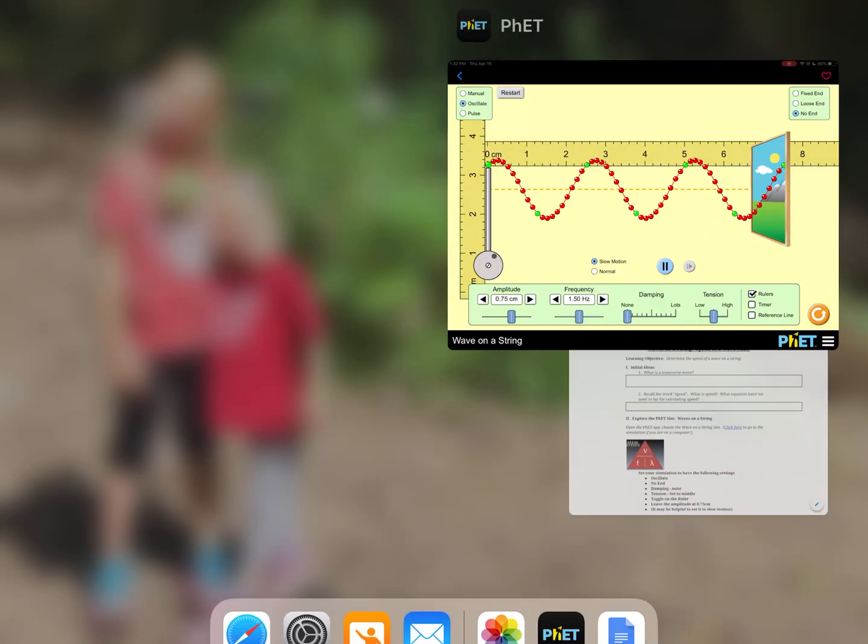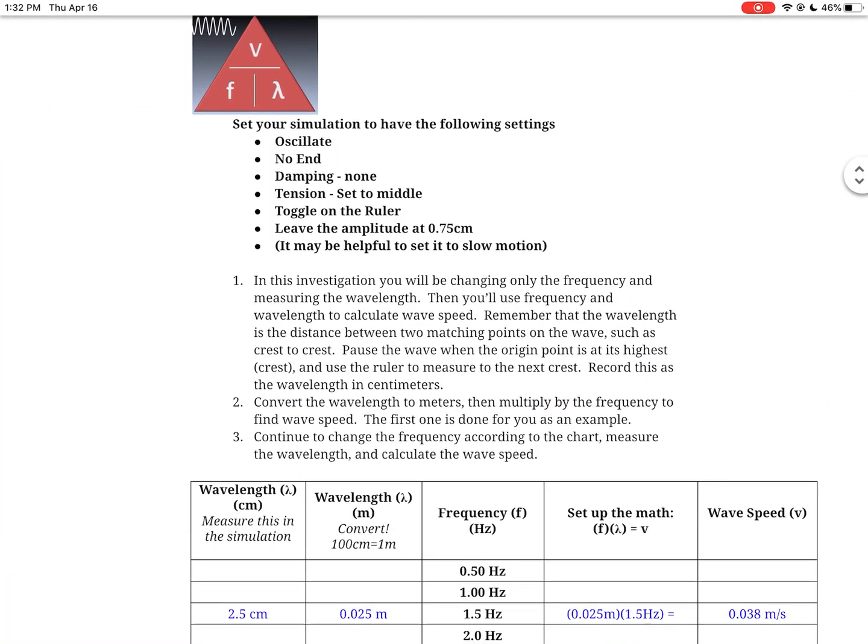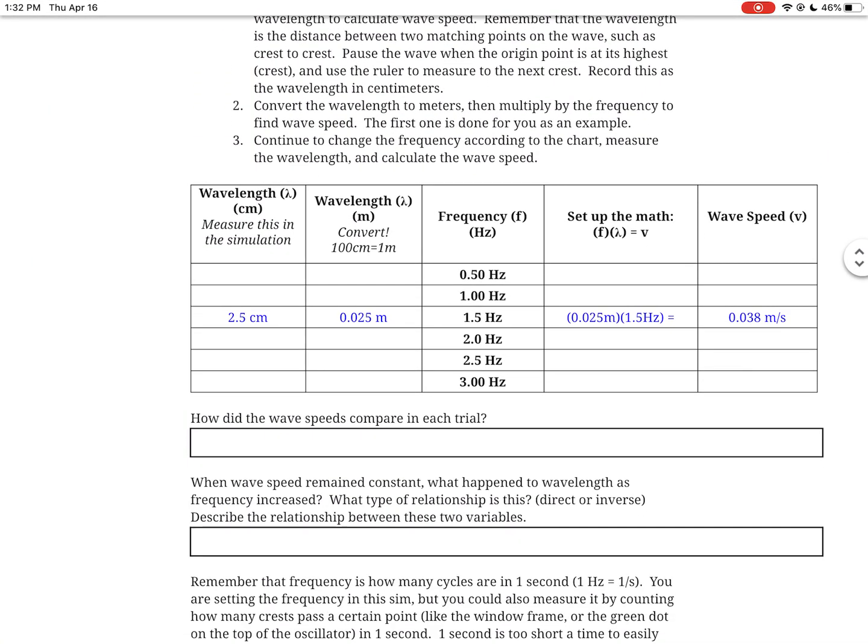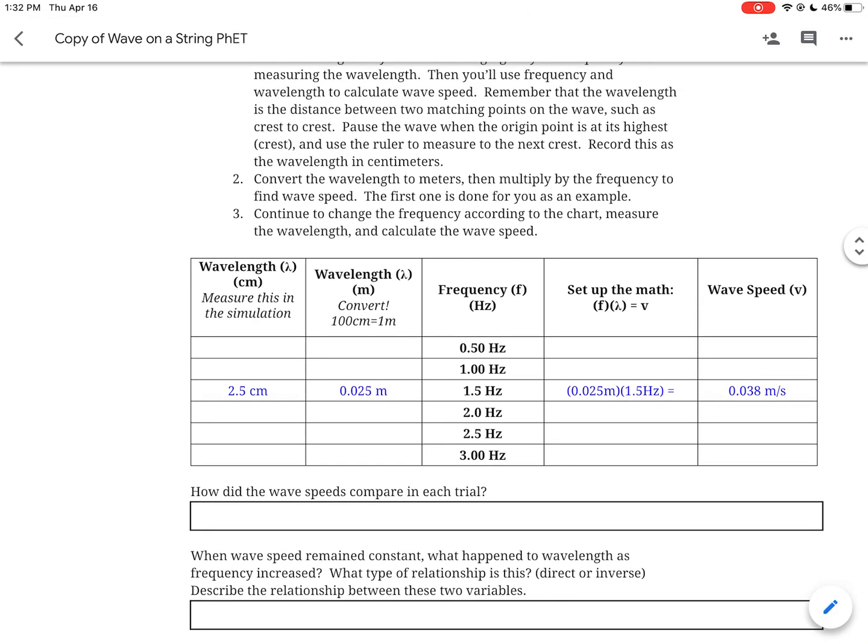So let's take a look again at the sheet. We've changed all those settings. What you're doing first here is setting the frequency at a certain frequency, measuring the wavelength, and then using that to calculate the wave speed. So the middle one is done, and that's the one we're going to look at as an example. At 1.5 hertz, we want to measure the wavelength in centimeters, convert it to meters, and then calculate the wave speed, multiplying the wavelength and the frequency.